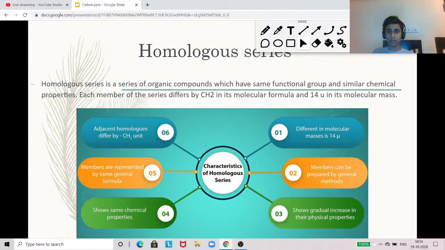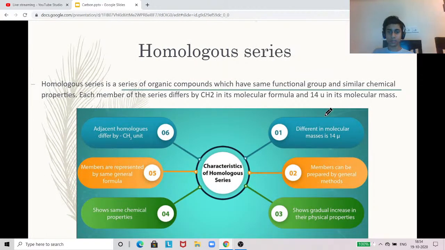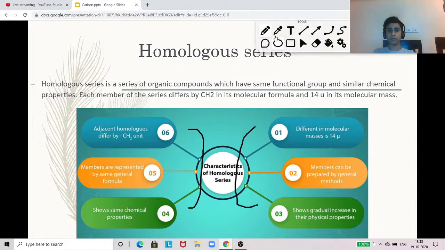Now let's look at homologous series. We'll just see the definition first. A homologous series is a series of organic compounds which have the same functional group and similar chemical properties. Each member of the series differs by CH2 in its molecular formula and 14 units in molecular mass. So, this is just a table. We'll understand these four points right now.